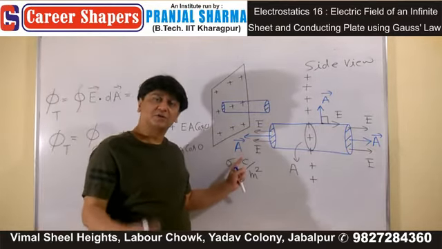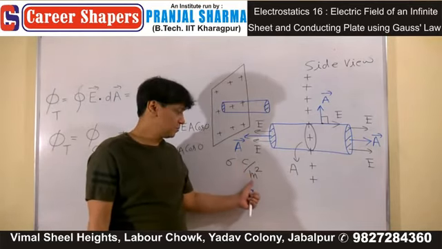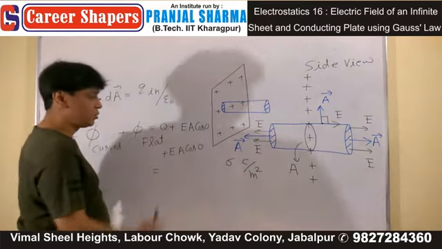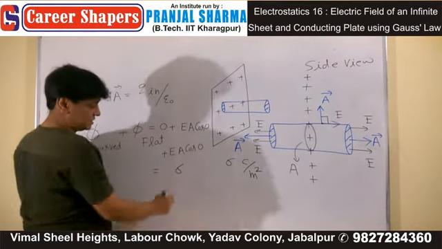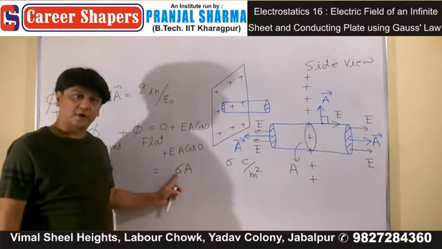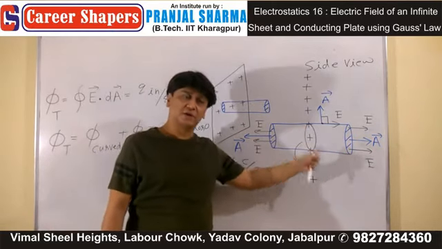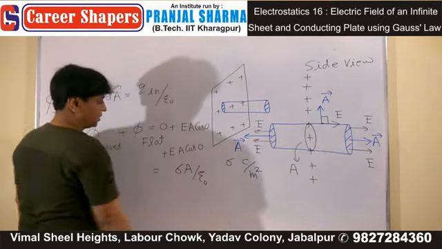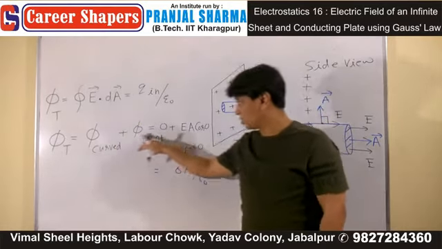So what is the charge present on the infinite sheet? Sigma coulombs per meter square. That is charge per unit area. On unit area you have this much charge. On area A, charge will be sigma A. Per unit area sigma, on this area A which lies inside the cylinder, charge will be sigma A divided by epsilon 0. This is your phi total.